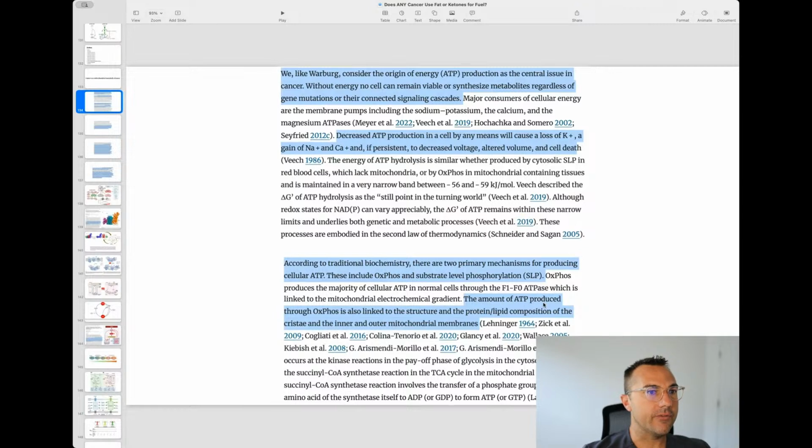He's saying that the amount of ATP produced through OXPHOS is also linked to the structure and the protein and lipid composition of the cristae and the inner and outer mitochondrial membrane proteins. That's what he's basically saying in a very short amount of time, without expanding on what I was doing there.